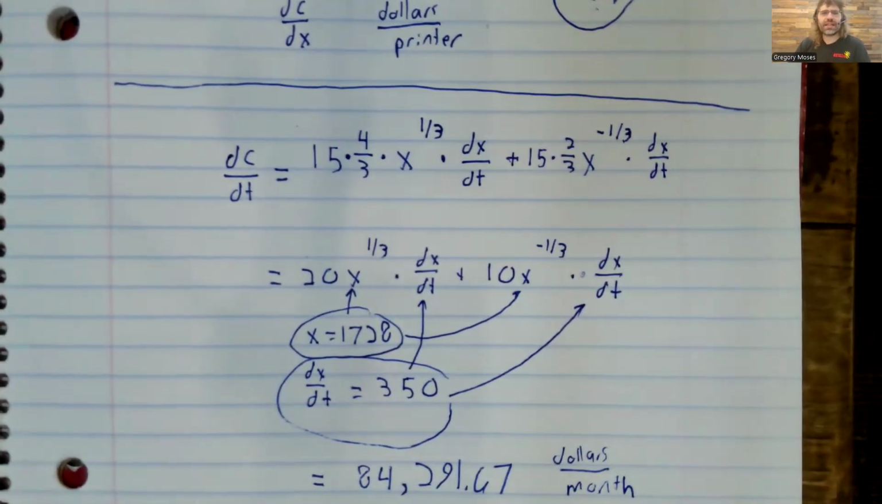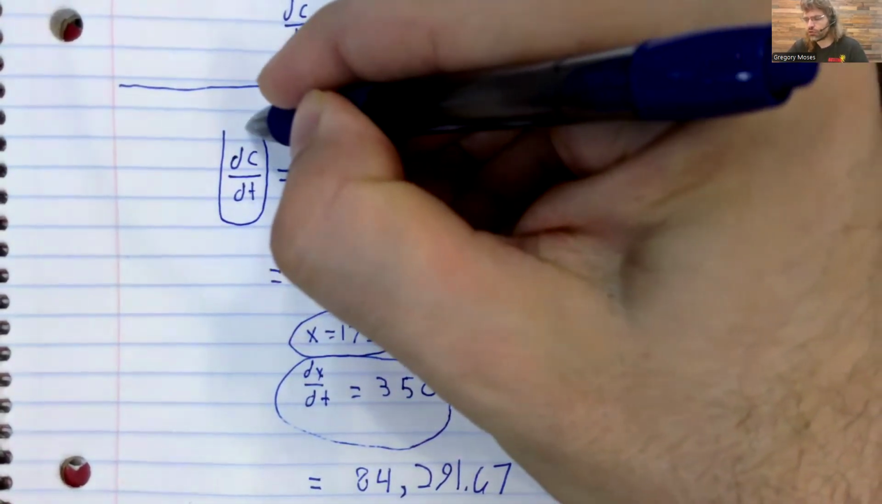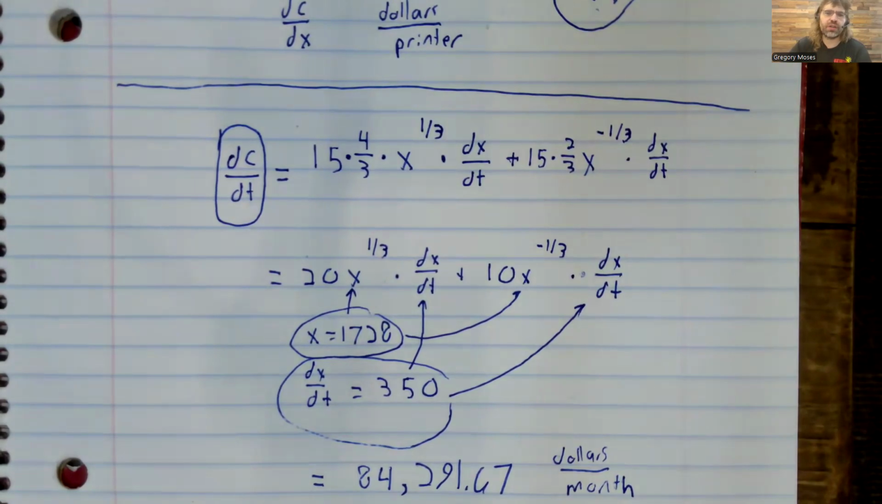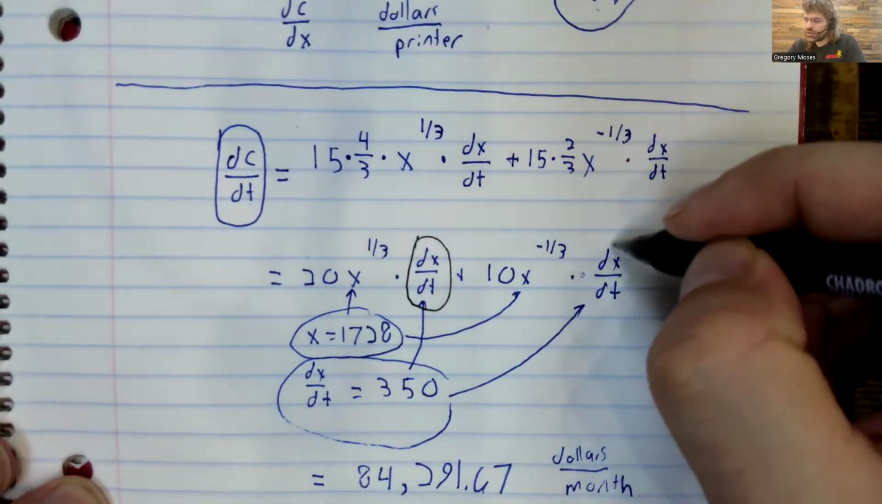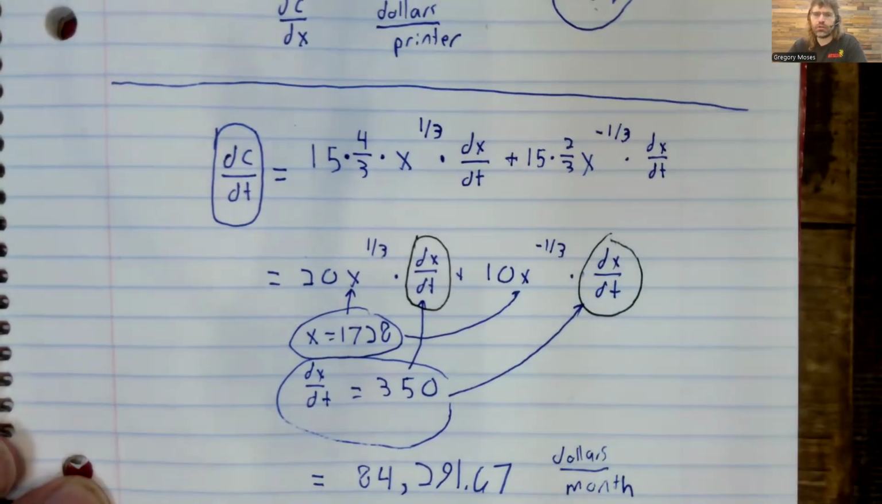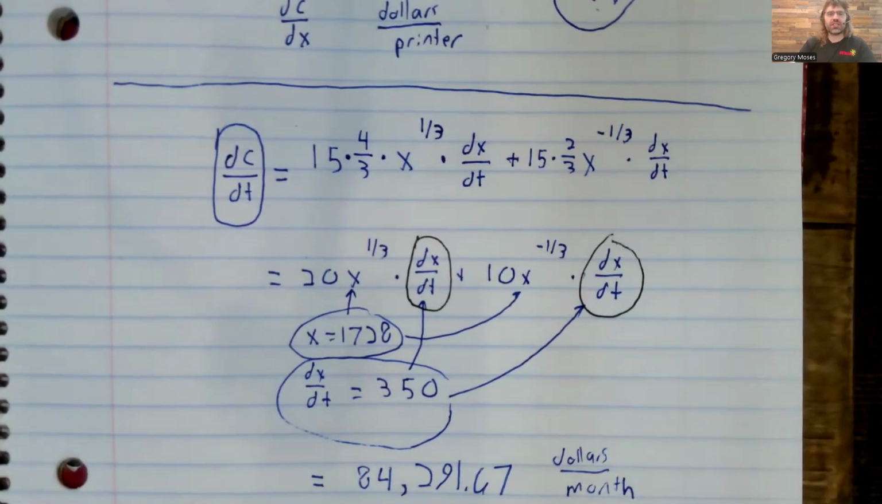And that, at its heart, is a related rates problem. And I mean, it's called related rates because we want a rate. We want the derivative of cost with respect to time. And the rate that we want depends on another rate, the derivative of x with respect to t.